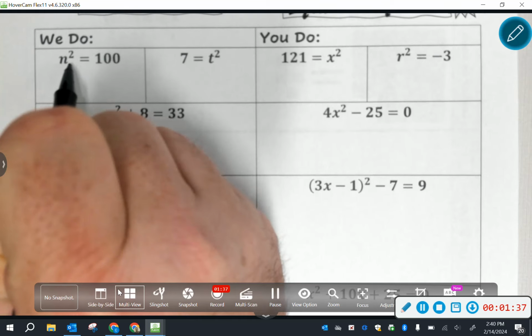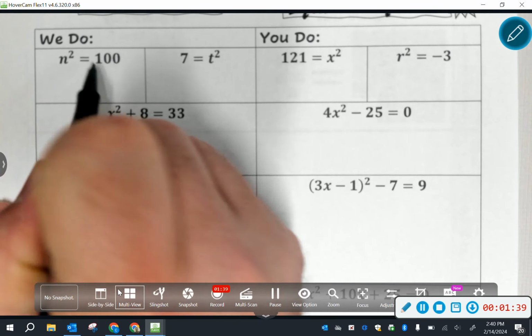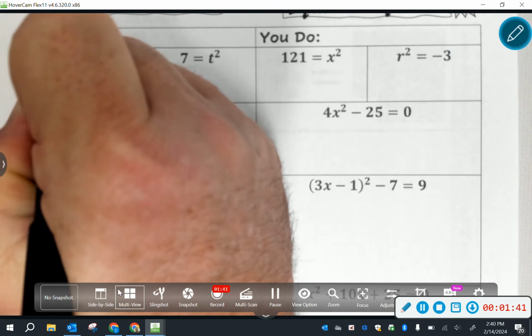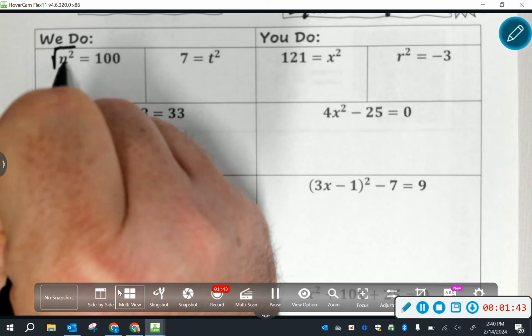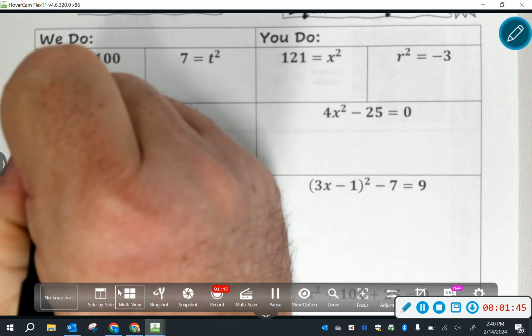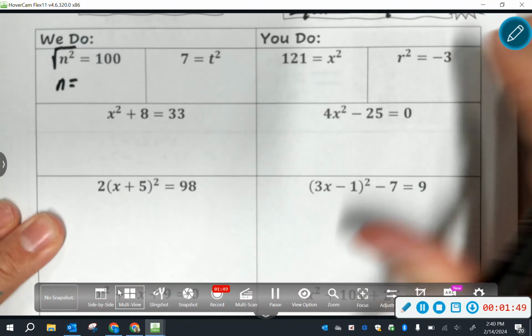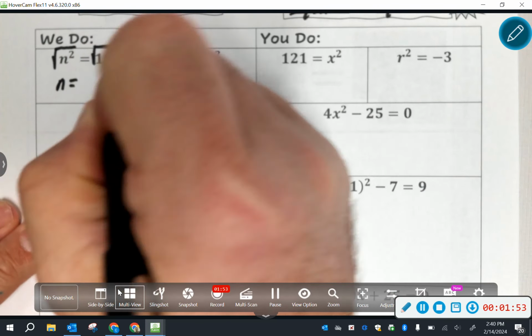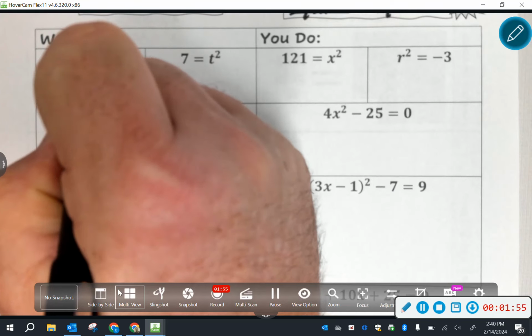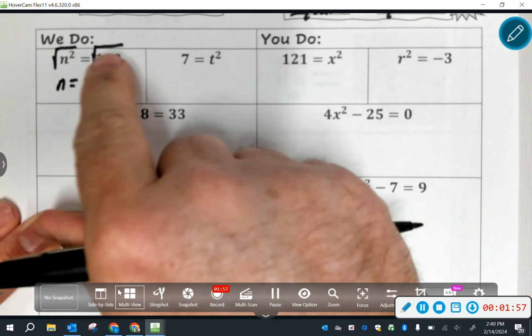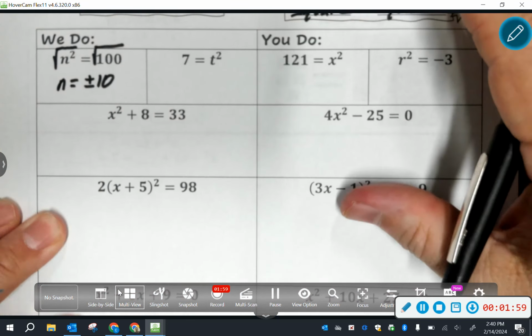So n squared is equal to 100. So I'm going to take the square root of n squared, and so that's going to give me n. And since I take the square root of this side, I also have to take the square root of this side. So the square root of 100 is going to be plus or minus 10. And again, if you have to use Desmos, you can.